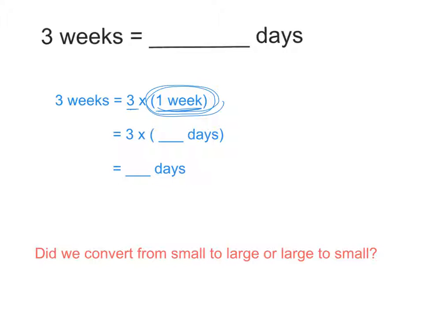Okay, so we can say 3 weeks is 3 copies of 1 week, which is the same as 3 copies of how many days? 7 days. Okay? We know the conversion factor of 1 week is equal to 7 days. The only thing we changed, we didn't change the amount of time, we just changed the label. We changed from week to days. And now we can use our multiplication to know that 3 times 7 is how many days? 21. So therefore, 3 weeks is 21 days.